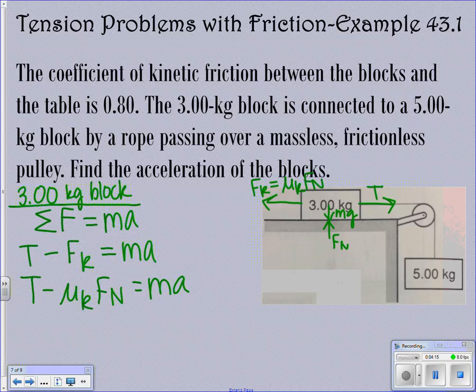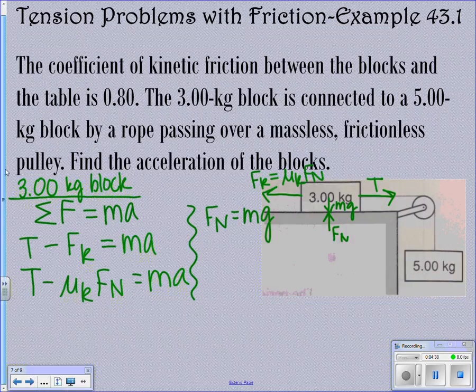You also have vertical forces for this block. The only vertical forces you have are F sub n and mg, and they equal each other. Otherwise your block would either be going away from the table or falling through the table. So those are your forces there.